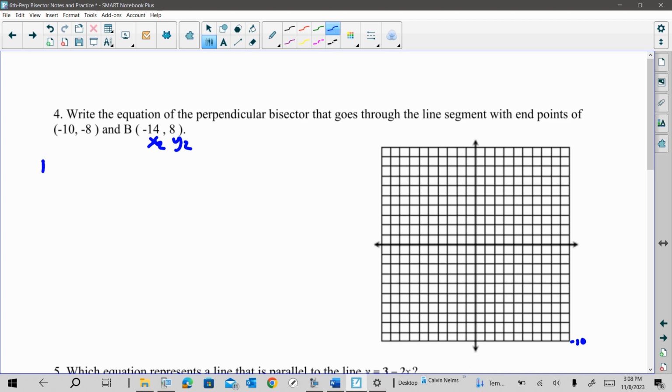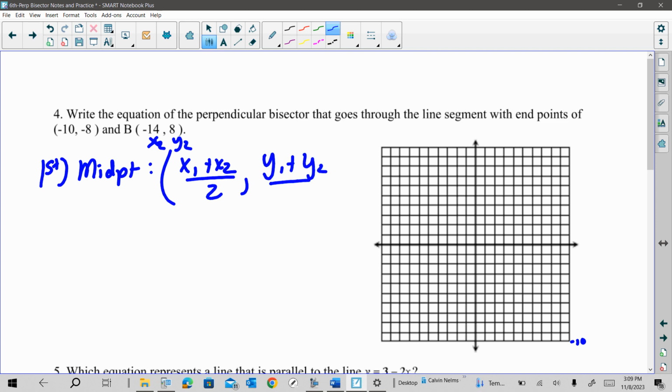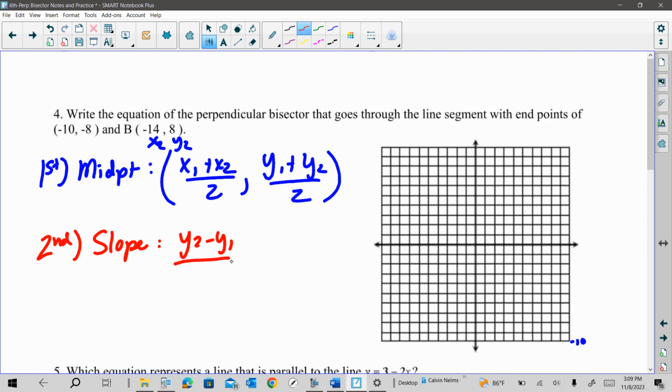But just remember, first do the midpoint. That's doing the x1 plus x2 over 2, and then the y1 plus y2 over 2. So plug in the coordinates and find the midpoint. Second, do your slope. That's y2 minus y1 over x2 minus x1. And then last, do your point slope form.